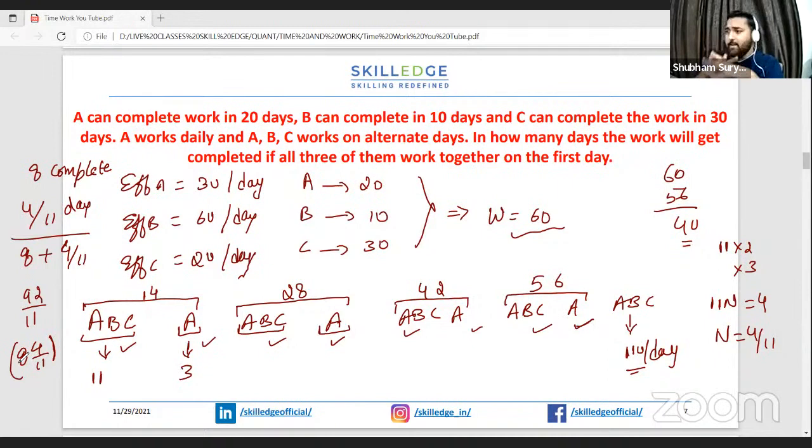Somewhere around 18-19 topics are kept there, and somewhere around 1.5 to 2 months will be required to finish the syllabus, guys. Okay. So yes, step by step we'll be going through the syllabus. This is the very first class, guys.